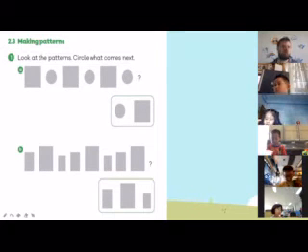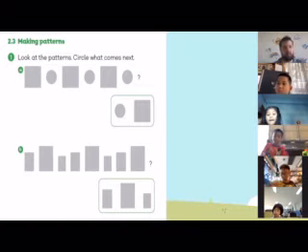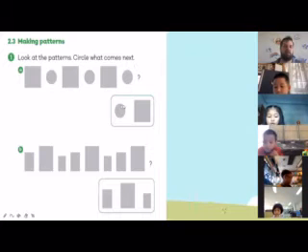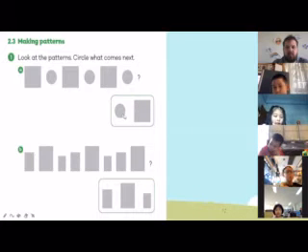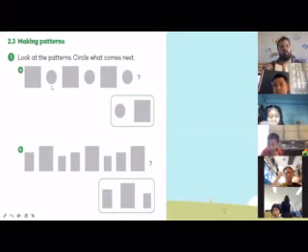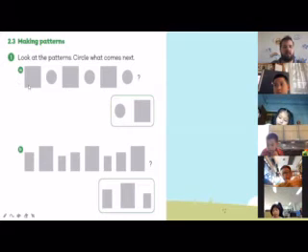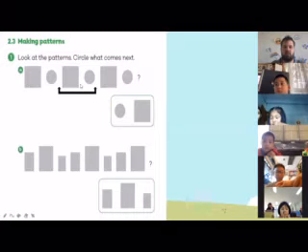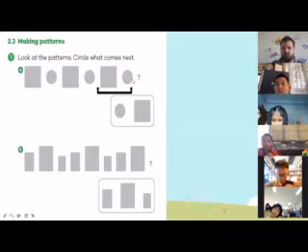Okay. Let's have a look. On page 28, it says matching patterns. Look at the patterns, circle what comes next. So let's look in our block first. In our block, we have a circle and a square. Let's look at our pattern. So our pattern goes square, circle, square, circle, square, circle.